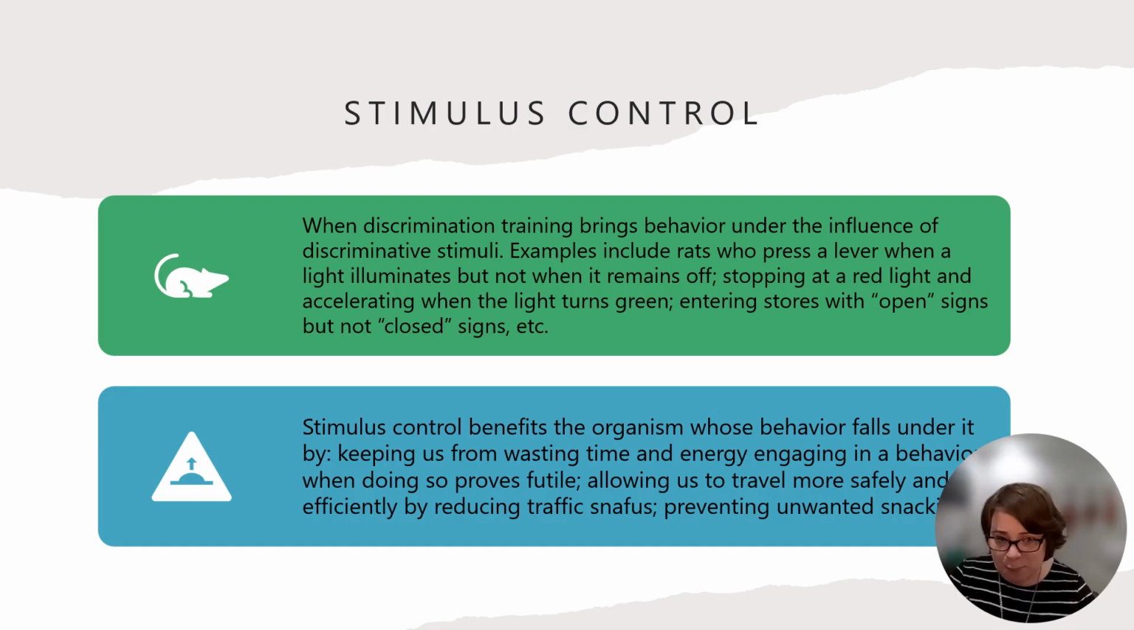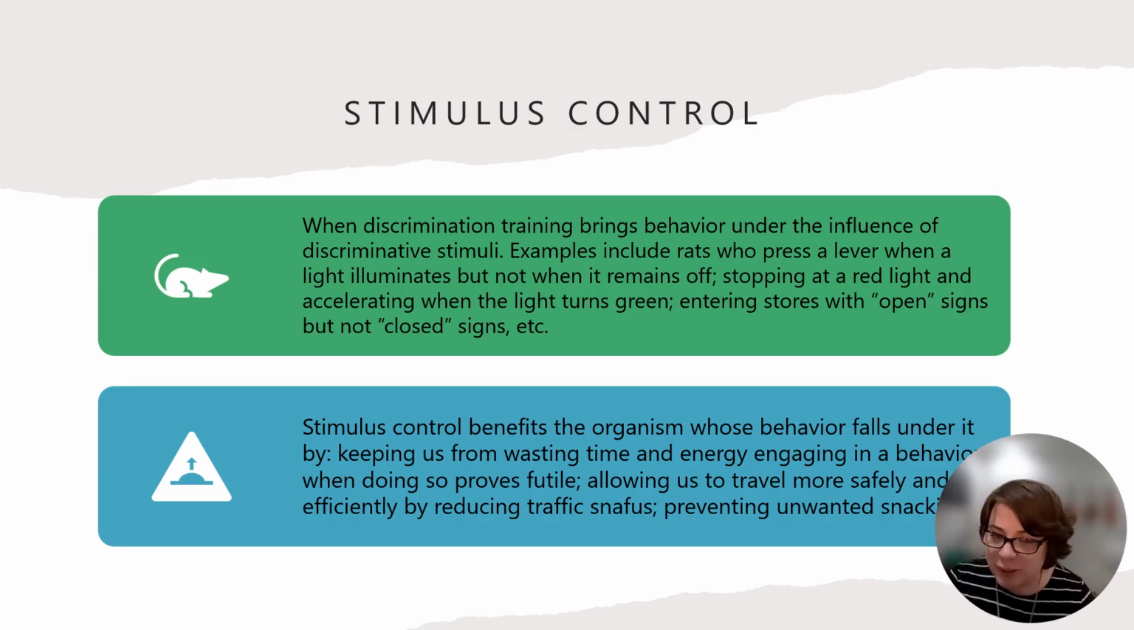achieved. So for example, rats who press a lever when a light illuminates but not when the light remains off, right? Or when a person driving stops their vehicle at a red light and accelerates only when the light turns green, or when a person enters stores with an open sign but not stores with a closed sign, we say that stimulus control has been achieved. Another way of thinking about it is when our behavior is determined solely by either the presence or the absence of a particular stimulus in our environment, then stimulus control has been achieved, right?